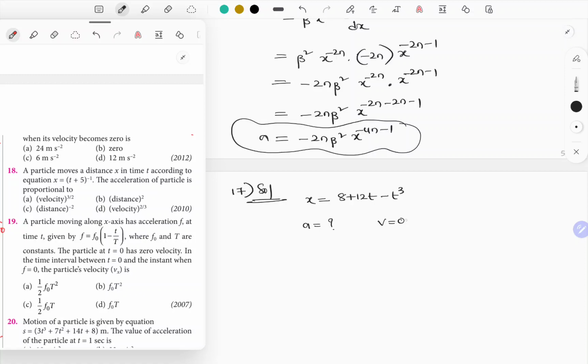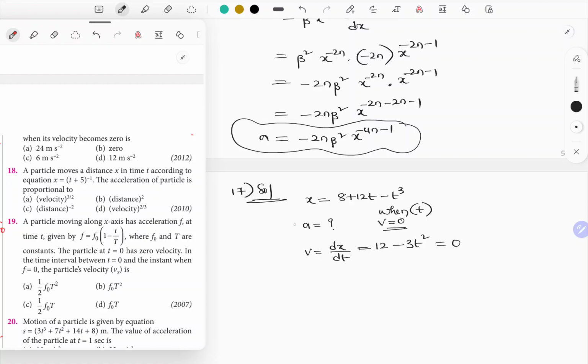First of all, I have to write when velocity is 0. When velocity is 0, I have to find the time, and at that time, I have to find the acceleration. Let me find the velocity first. V is equal to dx by dt. Differentiate the position equation with respect to time. The differentiation of 8 is 0, then 12t gives 12, and t cube gives 3t square.